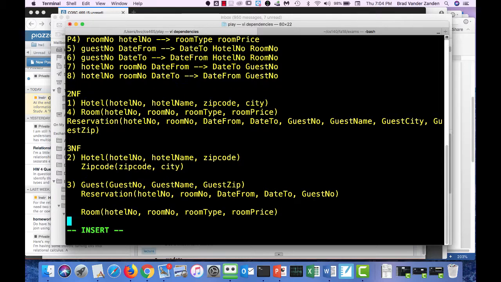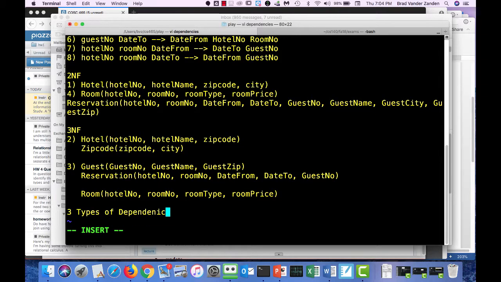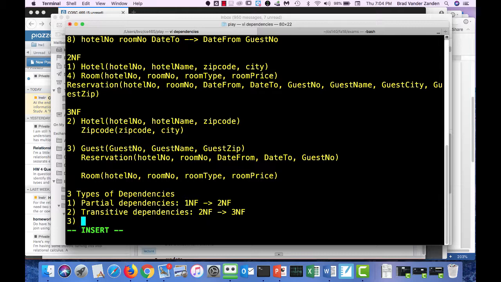So that brings me to my final point. There's essentially 3 types of dependencies that we have. So you've seen we have partial dependencies, which we use to go from first normal form to second normal form. Then we have transitive dependencies, which we use to go from second normal form to third normal form. And finally, we have what I would call candidate key dependencies.